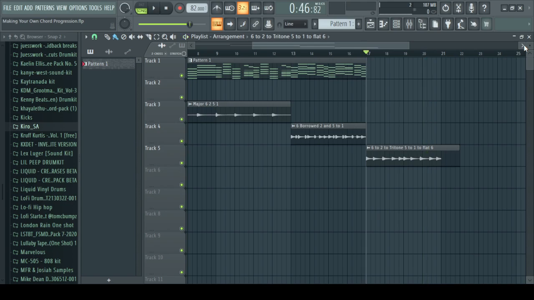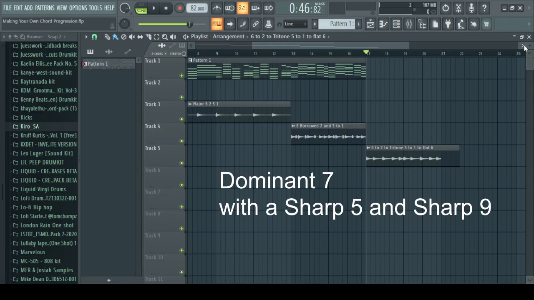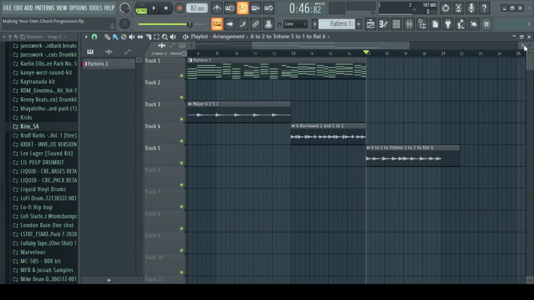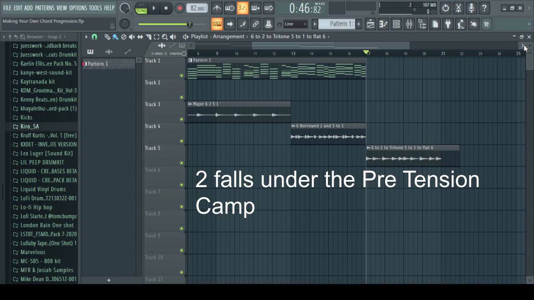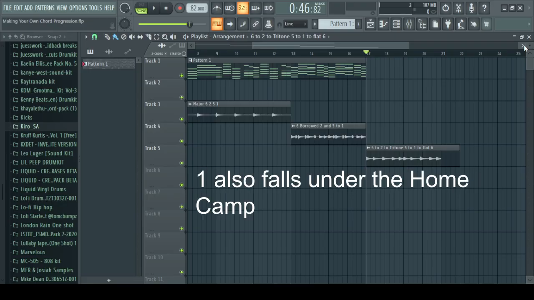Another thing I forgot to mention is that the 5 chord in this chord progression that I just played is an altered dominant 7 chord, which means it's a dominant 7 with a sharp 5 and a sharp 9. So in closing, the reason why this works is if we go back to the camps that I spoke about earlier: the 6th chord is our home chord, the 2 chord is the pre-tension chord, and the 5 chord gives us the tension, and the 1 chord resolves that tension by taking us back home.